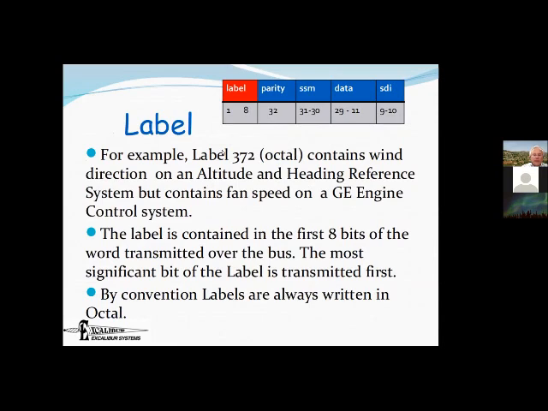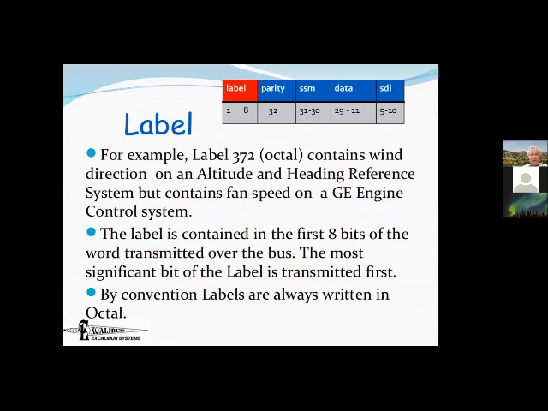Okay, so now here are some examples. Label 372, which is the octal representation, if it is on an altitude and heading reference system, is going to be wind direction. However, if it is on a GE control system, where the equipment ID implies a GE engine control system, then it is fan speed. So there's absolutely not the slightest connection between wind direction and fan speed, just a reuse of the label.